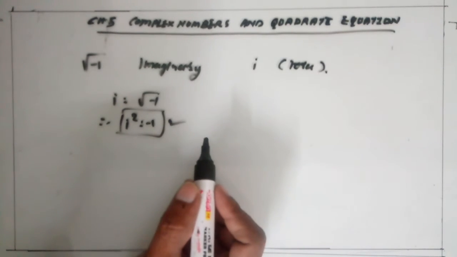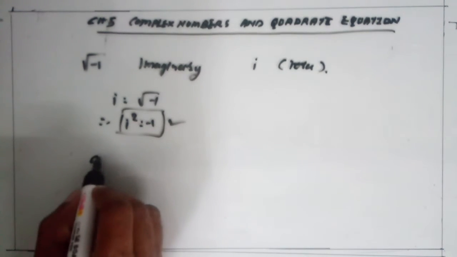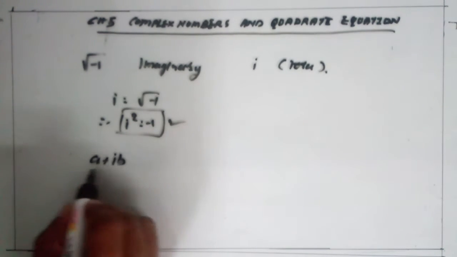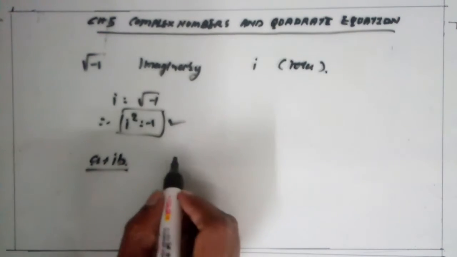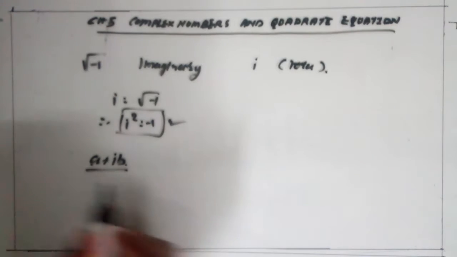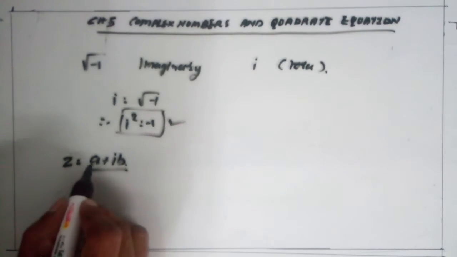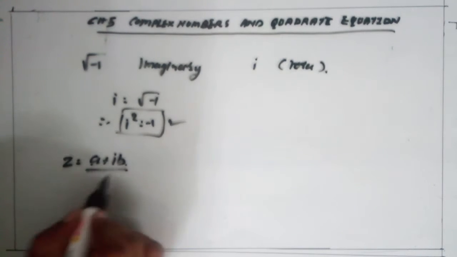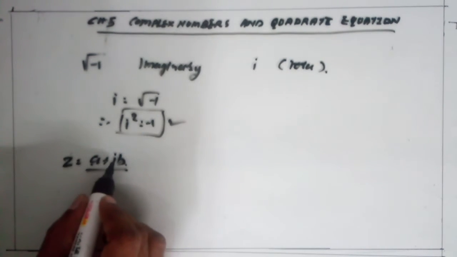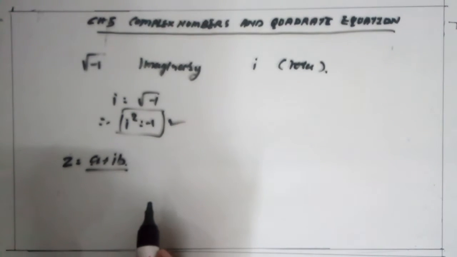Now complex number, a number a plus ib where a and b are real number is called complex number and is denoted by z. So z is equal to a plus ib is a complex number where i is imaginary, i square is -1.